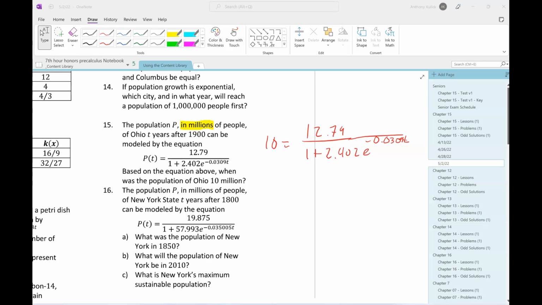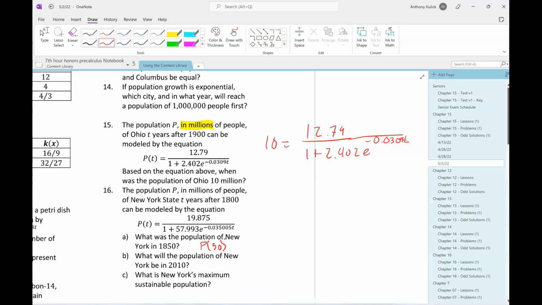Taylor. Can you do 6 tabs? Just skim over it. Yeah. So it says the population P in millions of people of New York State T years after 1800 is modeled by the equation yada yada. So what is the population in 1850? Well, there the T is just 50, right? So I'm just plugging 50 in for T. Is that cool?